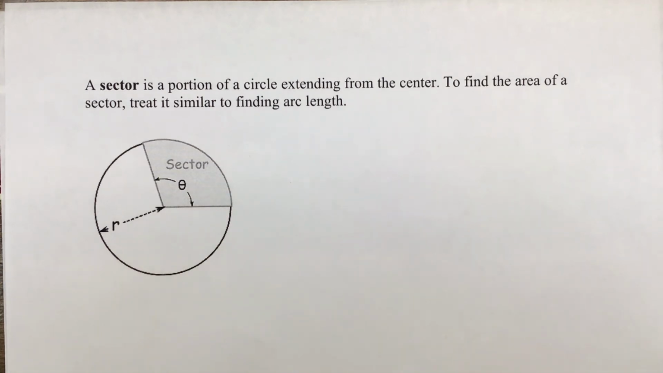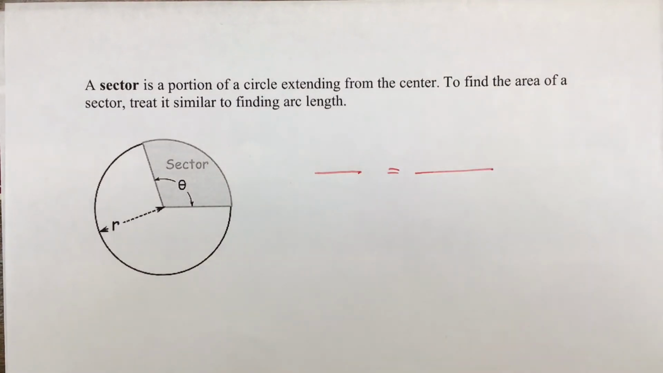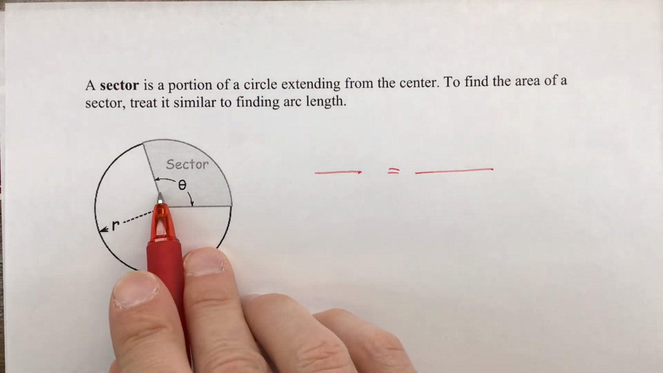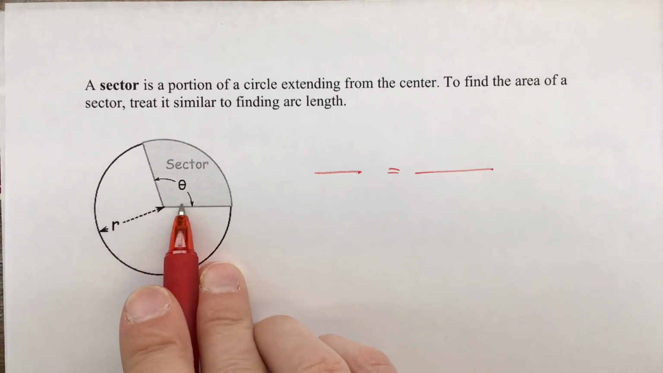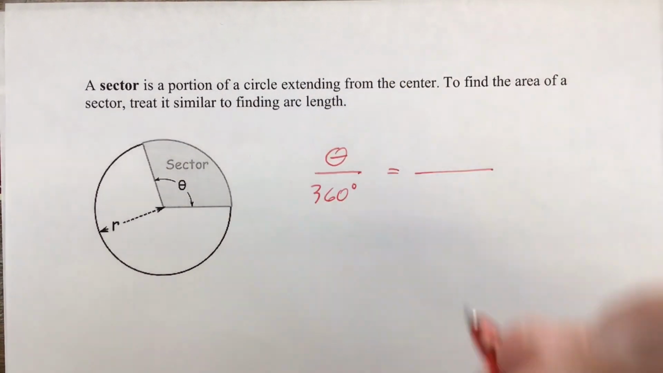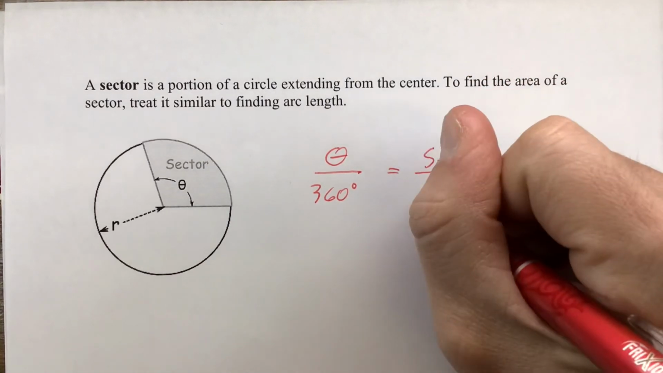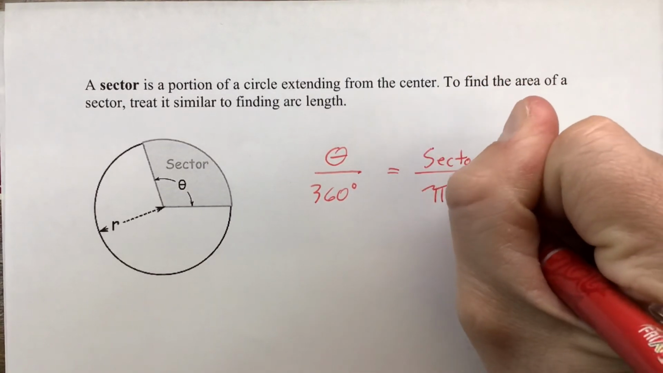To find the area of a sector, you can treat it similar to how we found the length of an arc, and we did that by using a proportion. In our proportion, we took our central angle, the central angle of the sector here, which we're going to refer to as theta. You would take that measurement and place it over 360 degrees, so it's some part out of 360. You then set that equal to the area of the sector over the area of the whole circle, which is pi r squared.